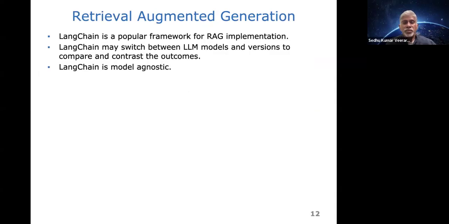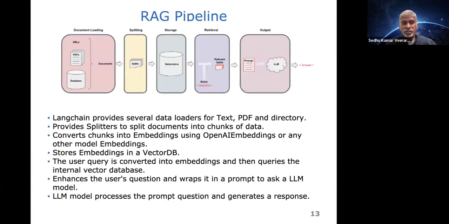And retrieval augmented generation. LangChain is a popular framework for RAG implementation. LangChain may switch between LLM models and versions to compare and contrast the outcomes. LangChain is model agnostic. And the RAG pipeline: LangChain provides several data loaders for text, PDF, and directory, and provides splitters to split documents into chunks of data, converts chunks into embeddings using OpenAI embeddings, and stores embeddings in a vector database.